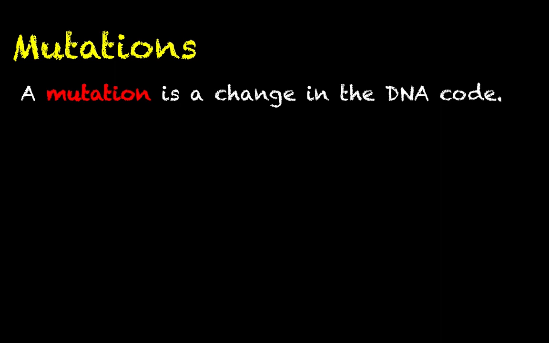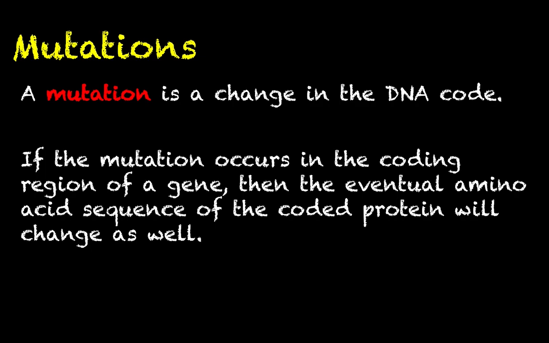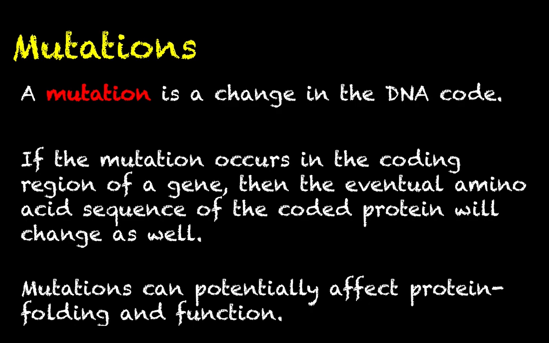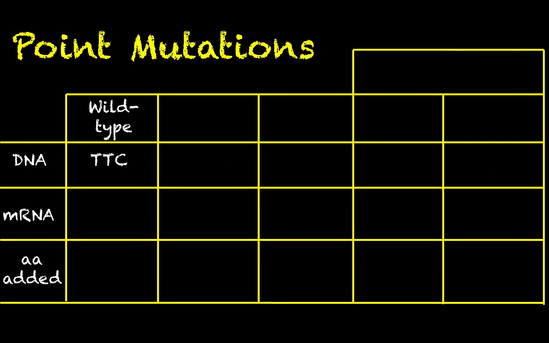You are just changing the information that is in the genetic code from one thing to another thing. So if the mutation occurs in the coding region of the gene or the open reading frame, then what we're going to end up doing possibly is changing the amino acid sequence of the coded protein. If you start swapping around the order of amino acids in the primary sequence of a protein, you can end up having very significant effects on protein folding and protein function.